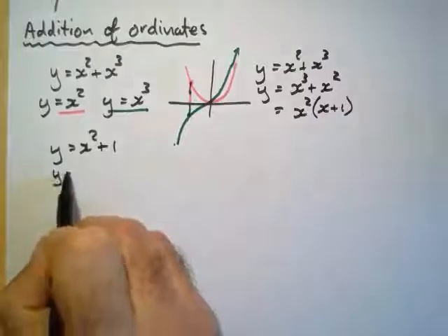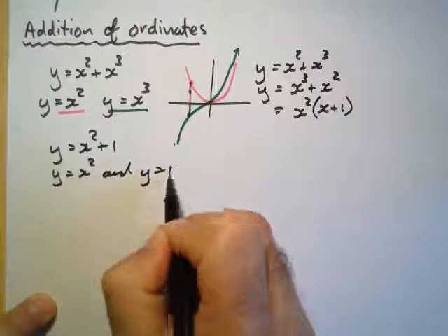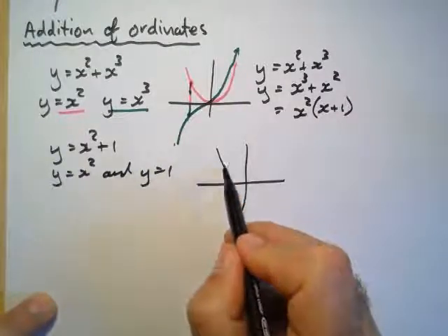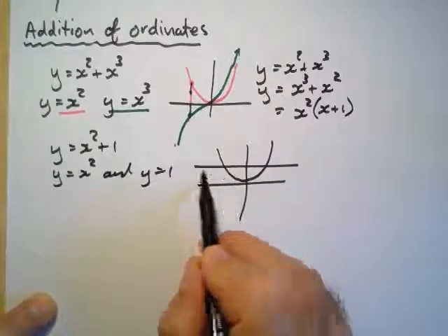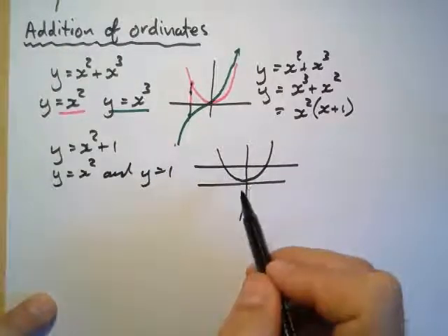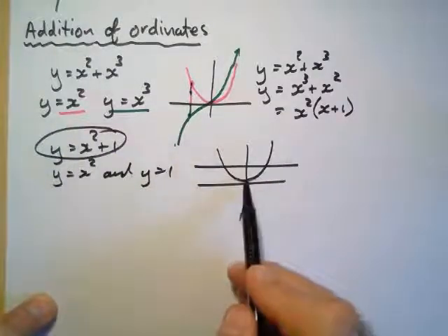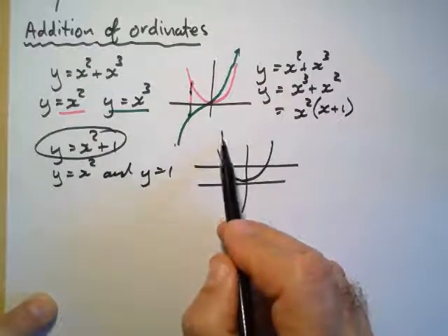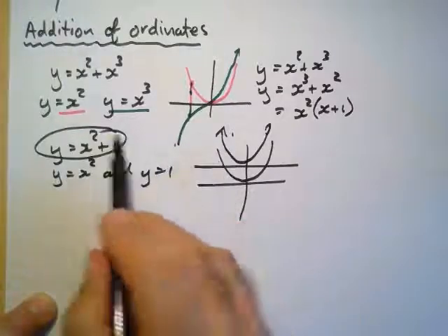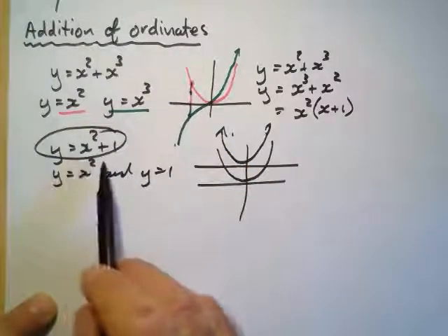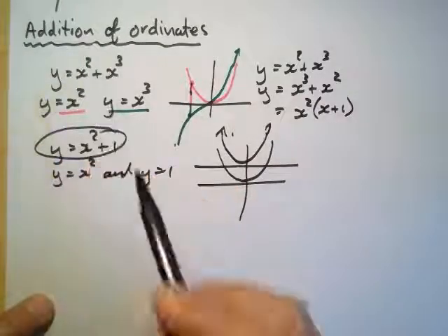The same with y equals x squared plus 1. I can see that as y equals x squared and y equals 1. I can draw the graph of y equals x squared, y equals 1, and then just add the coordinates everywhere and get a new graph. But I know that this is x squared plus 1, which means all the values will just move one up, which means that's going to give me a graph looking like that. So I'm not going to use the addition of ordinates in this case, unless they ask me.